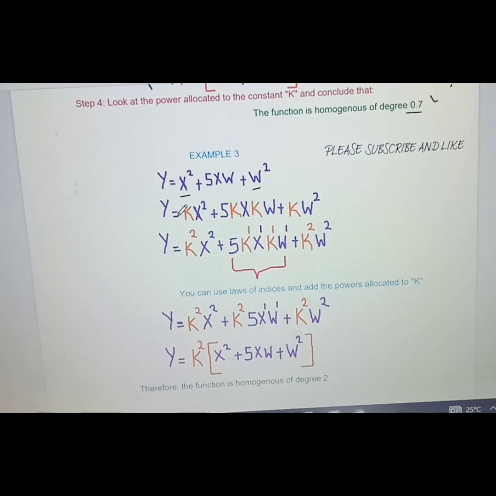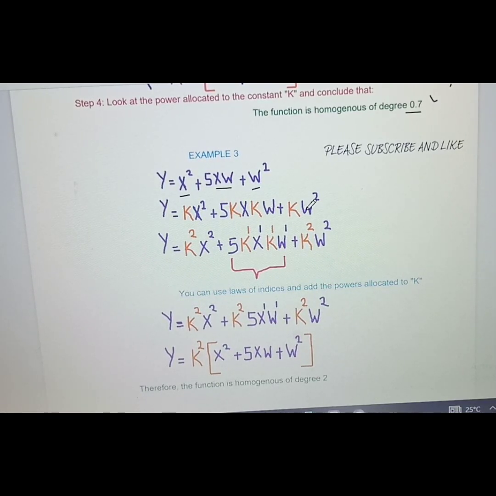So that's why we have y is equal to kx raised to power 2 plus 5. Remember, we have also independent variables here. So you have to multiply the constant k with each independent variable so that you can get 5 times kx, kw, plus kw raised to power 2.